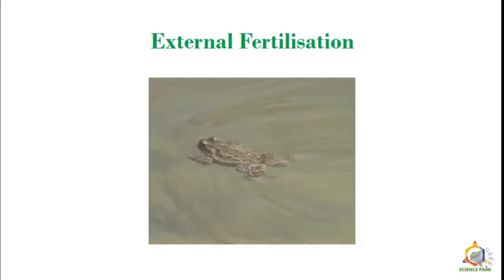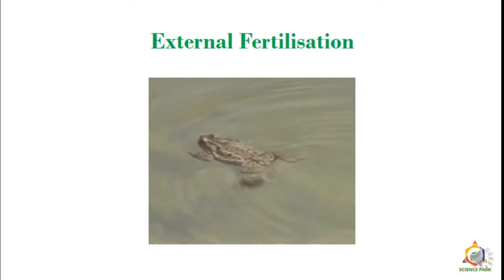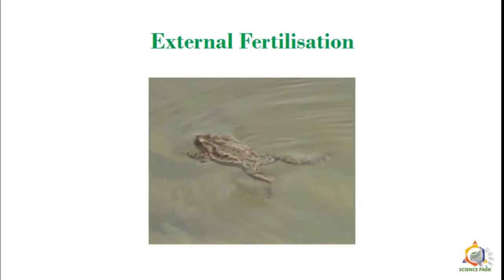External fertilization. You will be surprised that in many animals fertilization takes place outside the body of the female. Like in frogs, the fertilization takes place in water. In rainy season, frogs and toads move to the ponds and male and female come together and they lay thousands and hundreds of eggs.